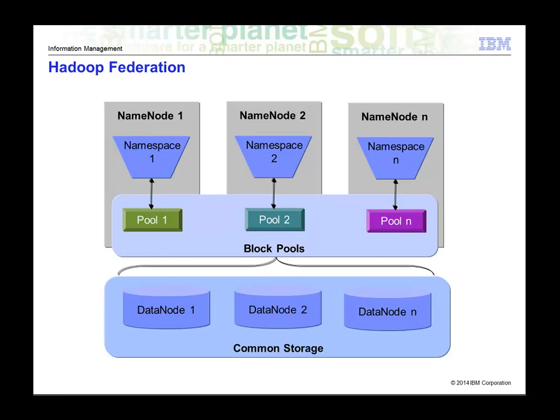For example, one file that has blocks on data node 1 and data node 2 might be owned by name node 1. Name node 2 might own a file that has blocks on data node 2 and data node 3, and name node 3 might have a file with blocks on all 3 data nodes.